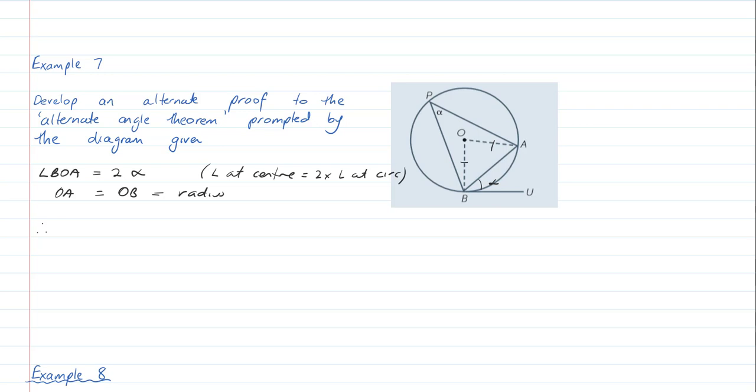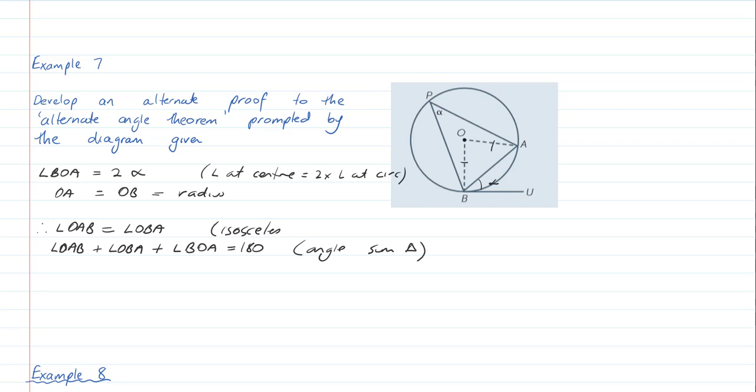And so therefore angle OAB equals angle OBA, and angle OAB plus angle OBA plus angle BOA equals 180. Angle sum of a triangle, and this one here is due to isosceles triangles. And so now I've got that information.